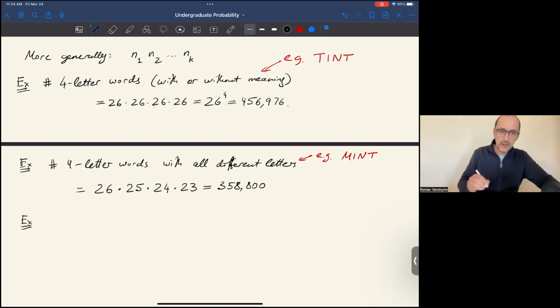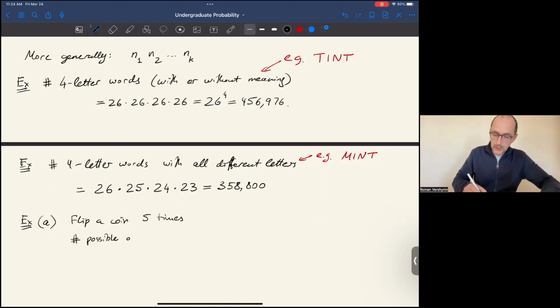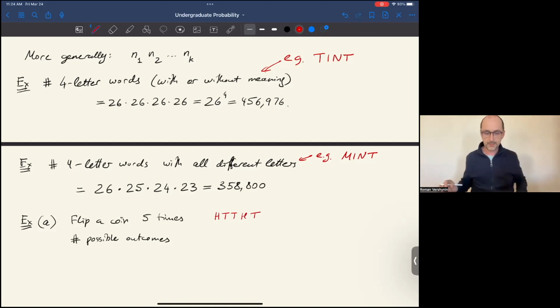Another example. This one will be repeated many, many times in the probability course. If we flip a coin, let's say 5 times, what is the number of all possible outcomes? And by an outcome, I just mean what face the coin will come up. For instance, it could be head and then tail, then head, and then tail again. These are the outcomes of the 5 flips of the coin. Head, tail, head, tail, and any combination of this is possible.